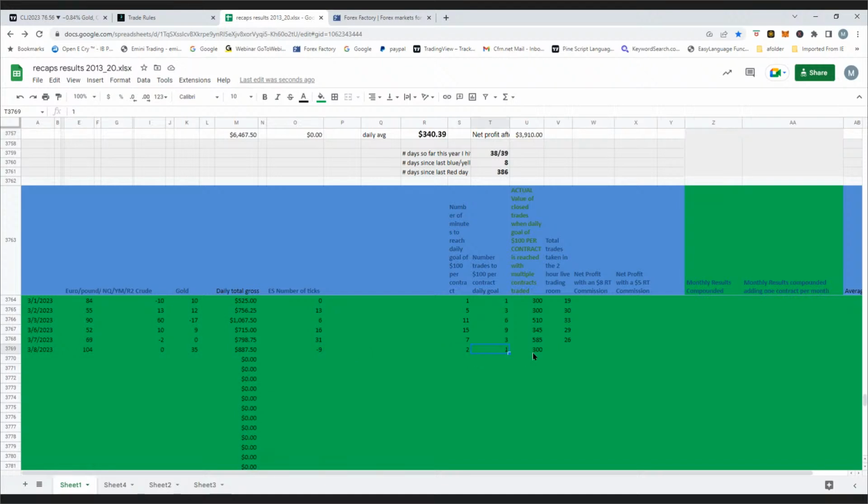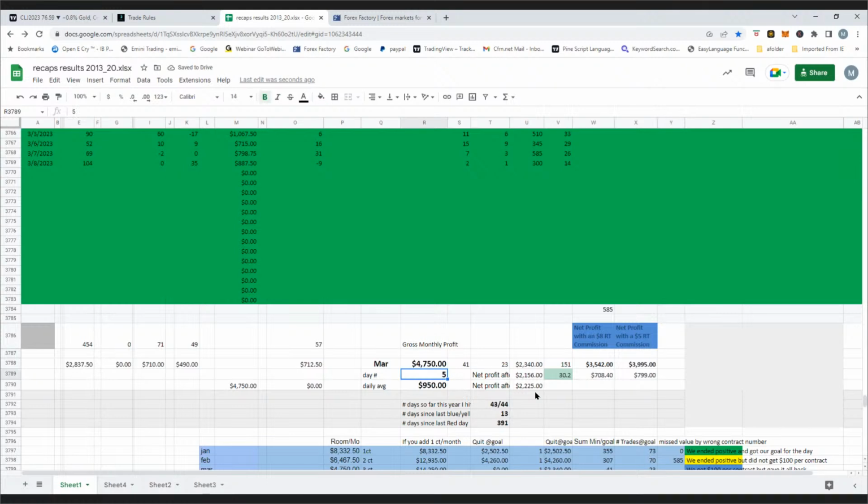Today it took 2 minutes and 1 trade to get to the goal for the day. I did have 3 contracts on at that point, and I got 20 ticks on that very first trade. And that put us at $300 a contract. And we took a total of 14 trades. Not as many trades today. I did a lot more talking today.